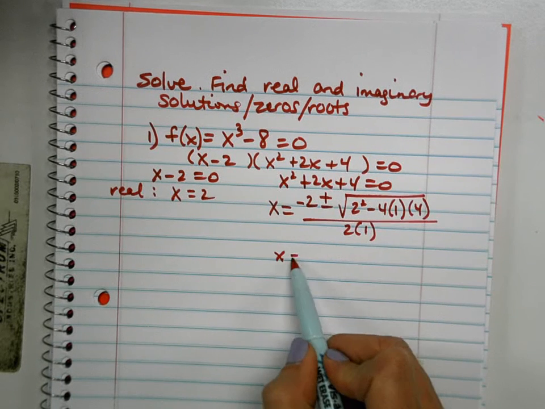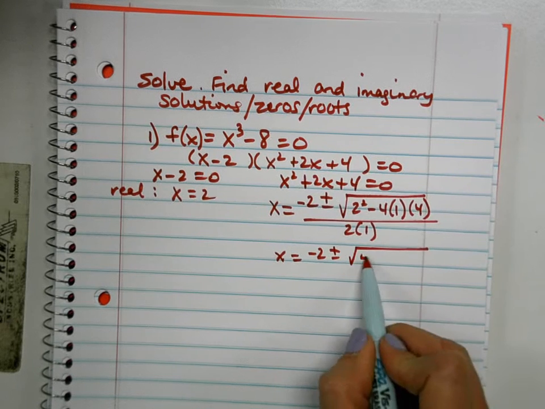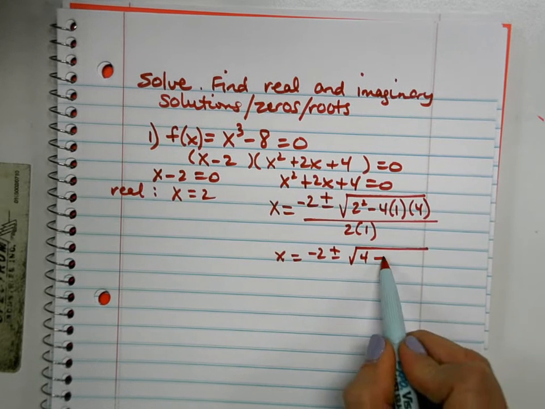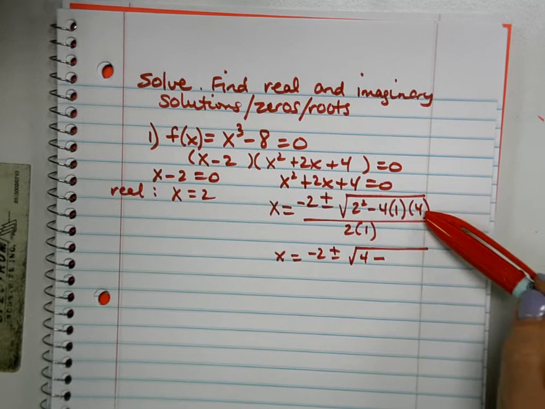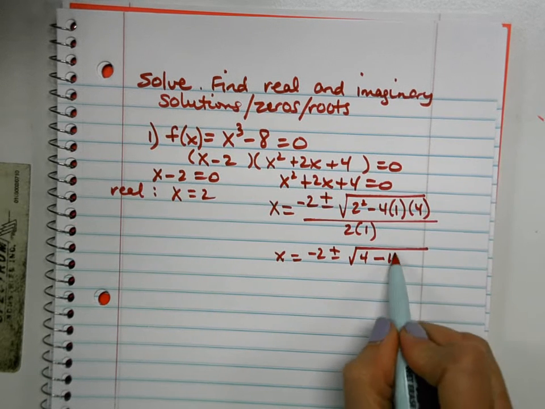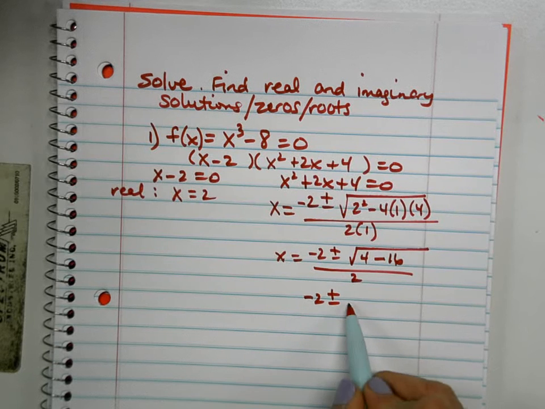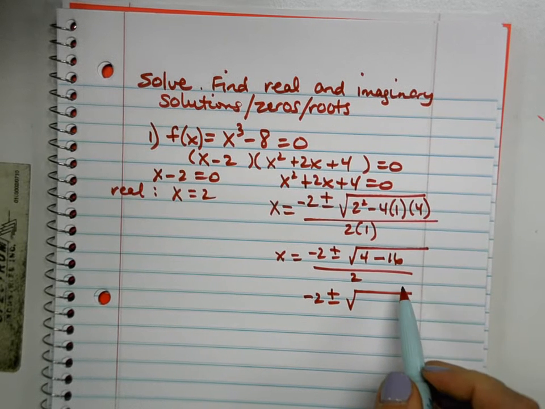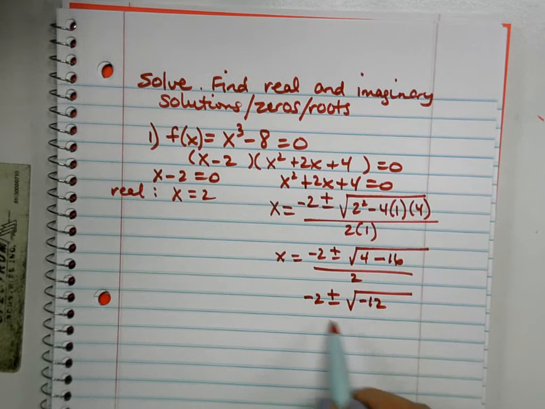All right, so we got x equals the negative 2 we're going to leave. Let's figure out what this would be. 2 squared is 4 minus, put that minus in right away. Okay, then we have 4 times 1 times 4 is 16. And then 2 times 1, of course, is 2. So we'd have negative 2 plus or minus root, what? What's 4 minus 16? Negative 12 all over 2.